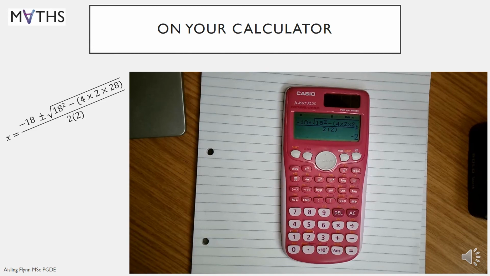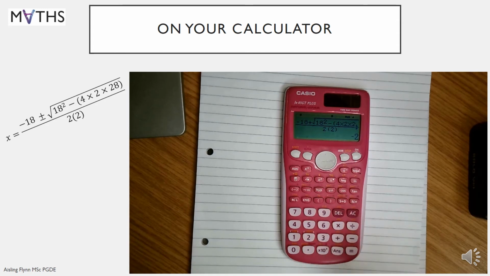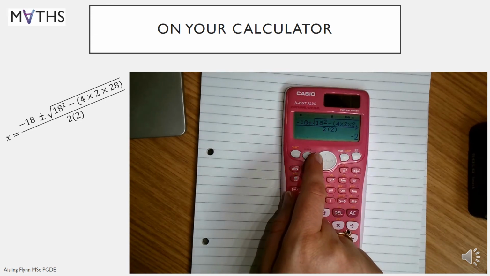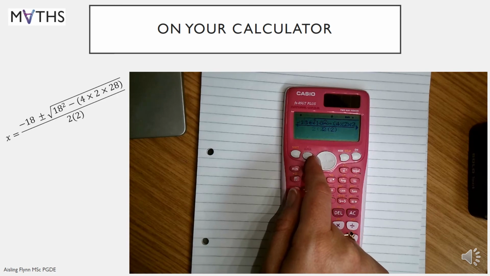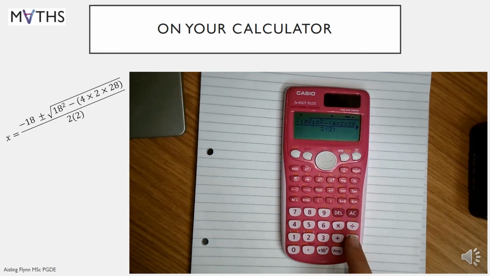If you're working with surds and decimals, you can use this button here to change between surds and decimals if you wish. Okay, now that gives one answer, and let's use our cursor to scroll back through the equation to get our second one. So just before the plus, I press delete, and I'll replace it with the minus and press equals, and that gives me my second answer, minus 7.